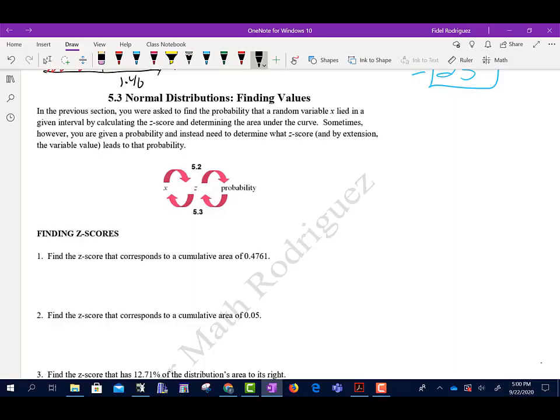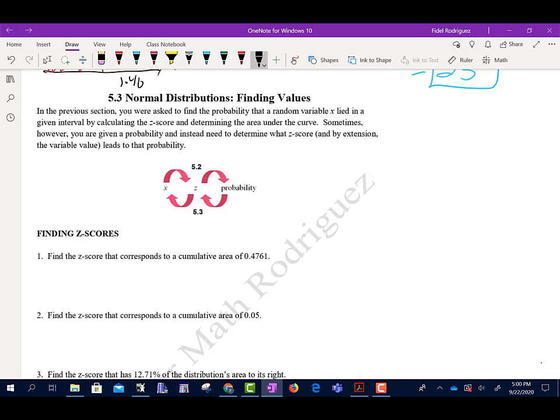All right, section 5.3 talks about normal distributions and finding values. In the previous section, 5.2, we were asked to find the probability that a random variable x lied within a given interval by calculating the z-score and determining the area under the curve. Sometimes, however, we're given a probability, and instead we need to determine what z-score, and by extension, the variable value that leads to that probability.